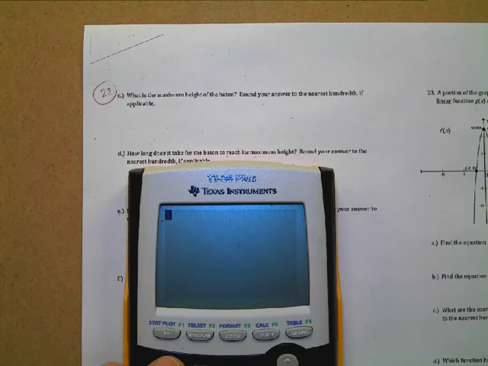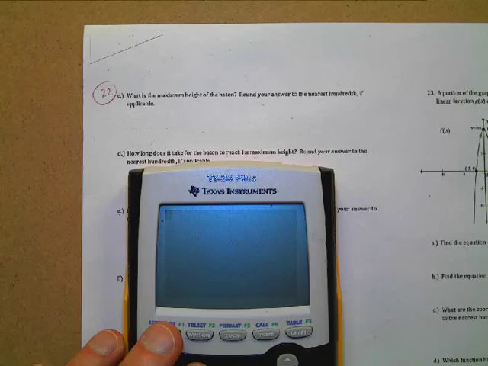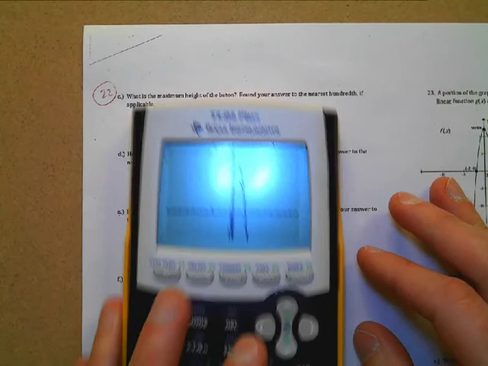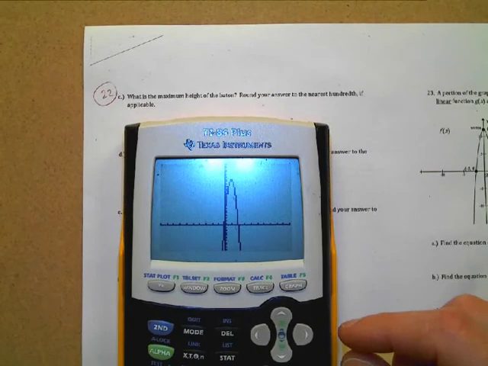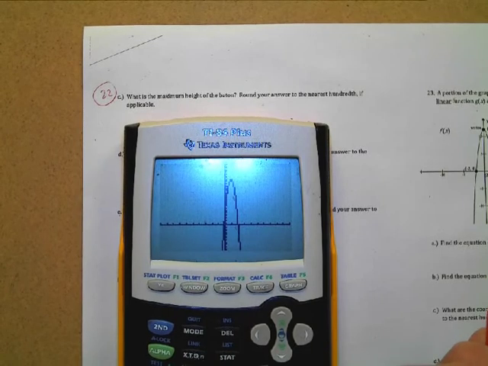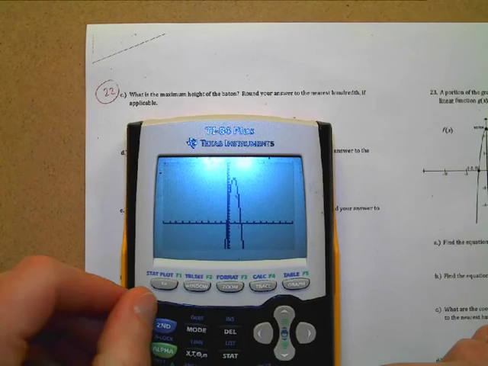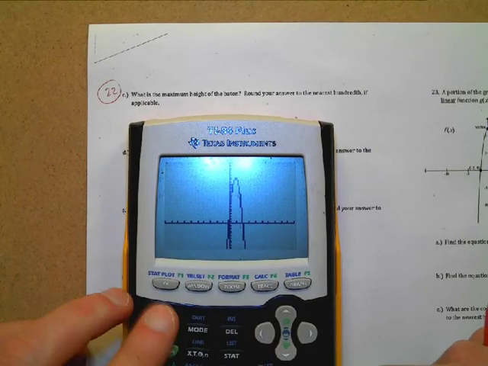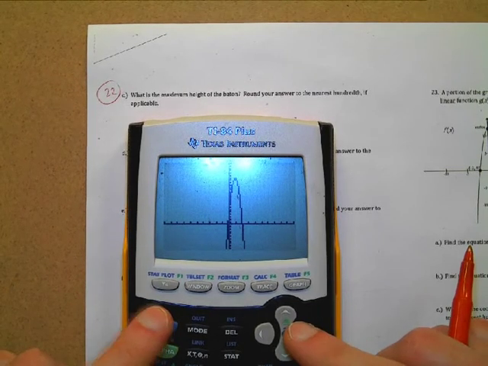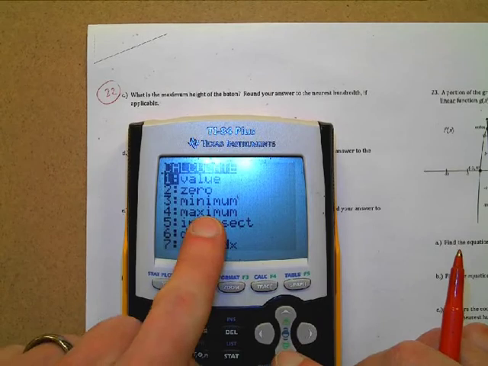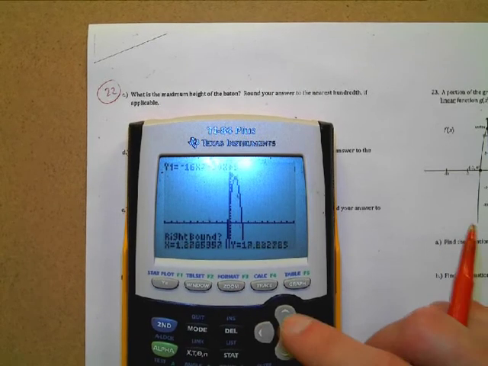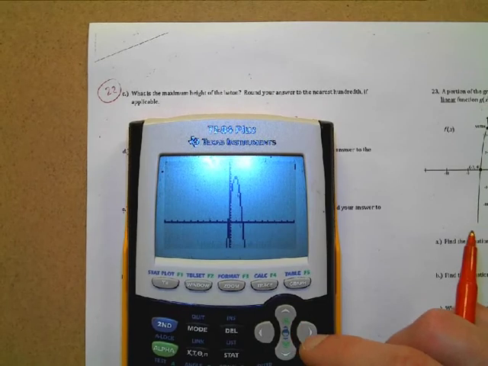All right, so maximum height of the baton. What we're going to do, we go to the graph, and we want to find the maximum. How do we find the maximum of this graph? How can I use my calculator to find the maximum? Trace max. Yeah, so second trace, and we'll use the maximum command. And then we just go to the left of the maximum, hit enter, go to the right of the maximum, hit enter, and then go towards the top, hit enter one more time, and there's the maximum.